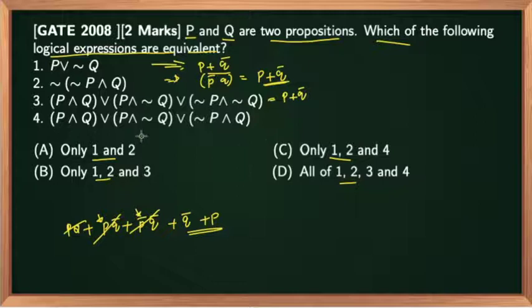Now let's see the fourth choice. That is PQ plus P Q bar plus P bar Q, right? So I have P here and P bar here, so I can add Q to this. So this term will go off, this term will go off, right? So I have Q here and Q bar here, so I can add P. So what I'm getting is P plus Q, that is not equal to P plus Q bar. So the answer should be 1, 2 and 3.